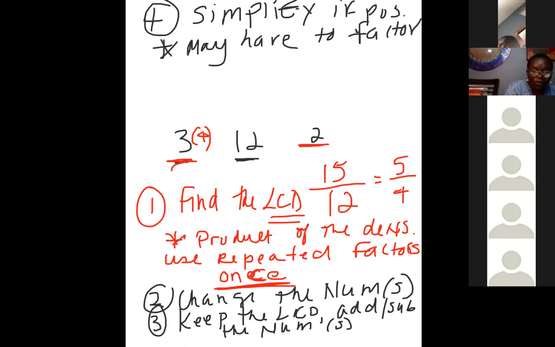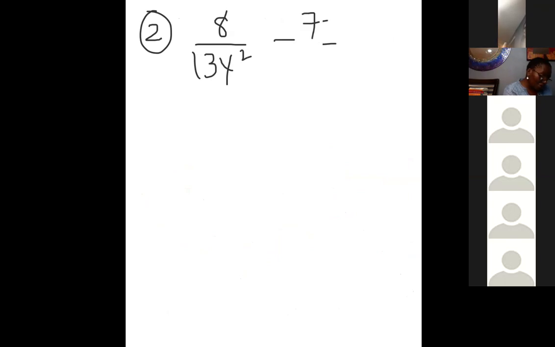All right, so I am going to go through 3 examples with you guys on this one, and then I will leave this section alone, okay? I'm going to start with an easy one. Okay. Let's start with this one right here, number 2. All right, guys, number 2. Remember, I'm in module 7, homework number 3. It's 8 over 13y squared minus 7 over 2y.